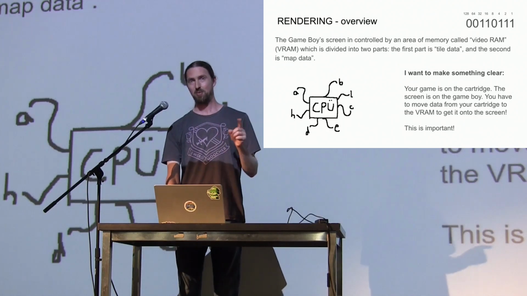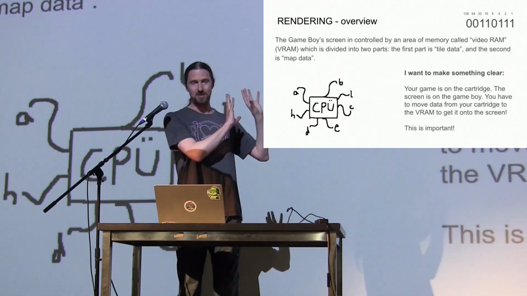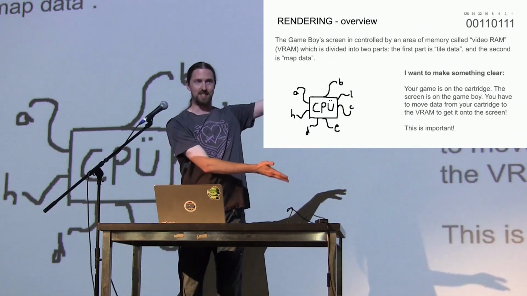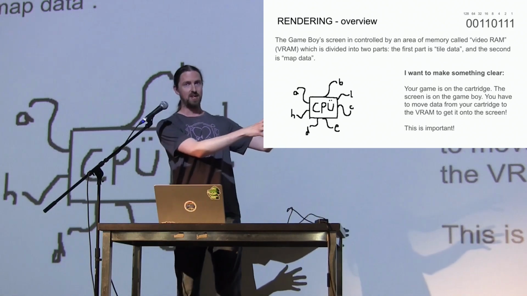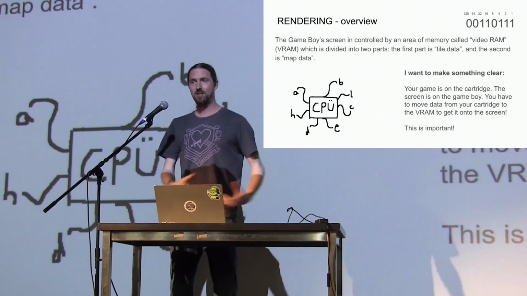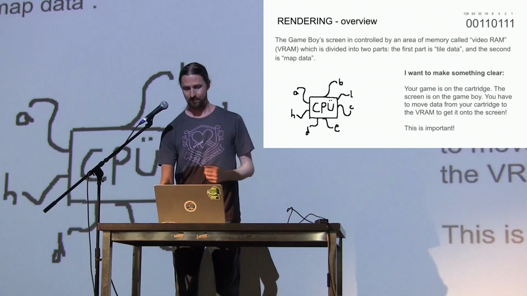And I want to make something clear before I go any further here. Your game is on the cartridge. It's a list of bytes that is your game. It's on the cartridge. The VRAM is on the Game Boy. So we have to copy all of the data into the Game Boy, right?